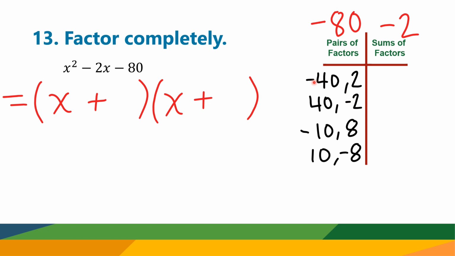All right, so let's add those up. -40 plus 2 would give you -38. 40 minus 2 gives you +38. -10 plus 8. So remember, you're really just adding like a little plus in between here. That's what I'm doing. -10 plus 8 is -2. That's what we were looking for, right? I went ahead and filled in the last one, but you really don't have to. Once you find the number you're looking for, you don't need to finish the table.